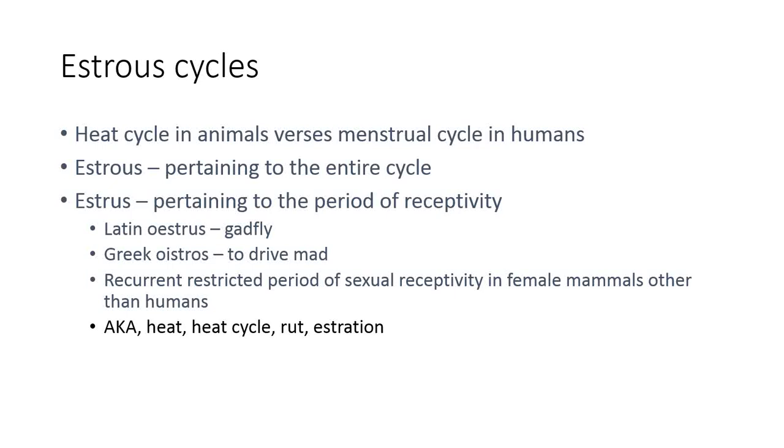And if you've ever seen a cat in heat, you understand where this terminology comes from. This is the period of sexual receptivity in female mammals other than humans. It's a recurrent restricted period, so most of the time, most of the year, the animal is not receptive. The female is not receptive to the male. There is no breeding going on, and at these select times of year, they become receptive to the male, and everything changes, and we'll talk about that. It's also called heat cycle, rut, estration. These are all words for the same thing.